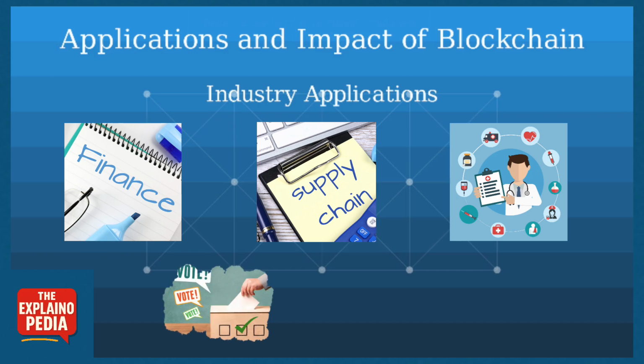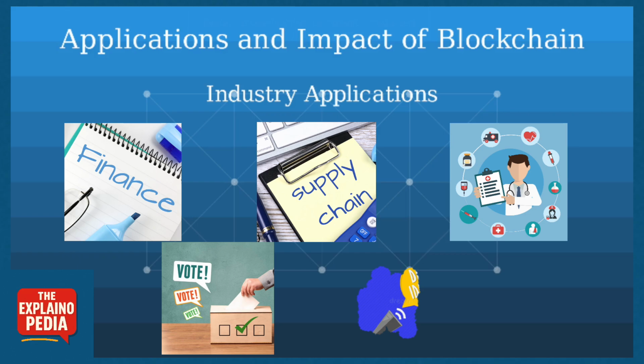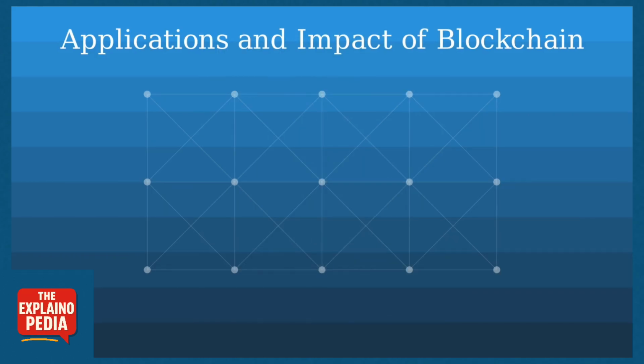Voting systems can become more transparent and tamper resistant, creating trust in election results. And digital identity verification can give individuals more control over their personal information while reducing identity theft. Now, let's look at the key benefits blockchain technology provides across these applications.